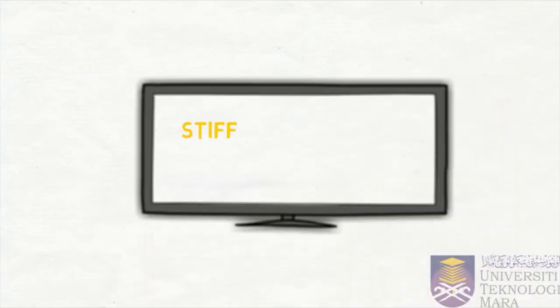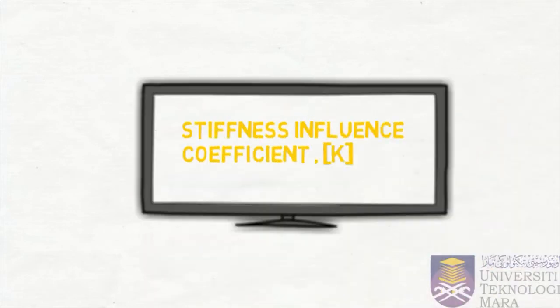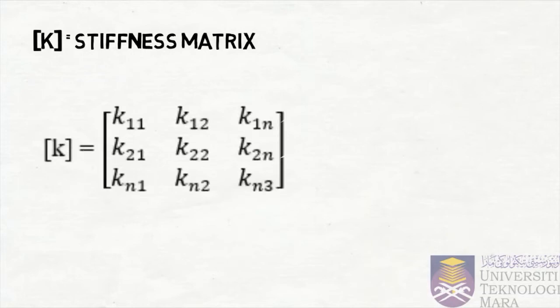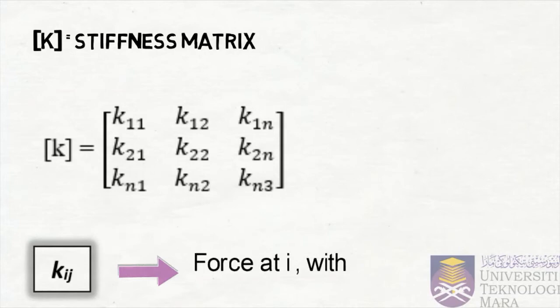Stiffness influence coefficient. K is the stiffness matrix and the elements of the stiffness matrix are called stiffness influence coefficients. K can be written as, Kij is defined as force at i with displacement at j.